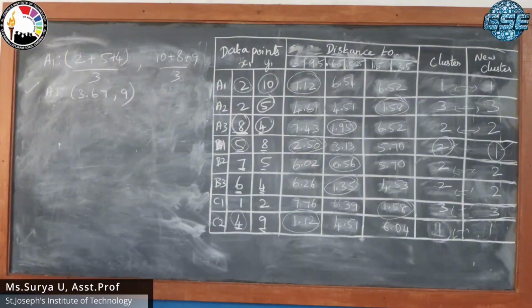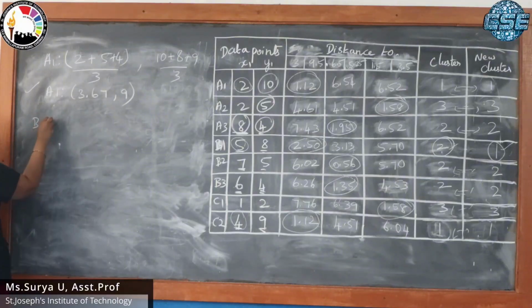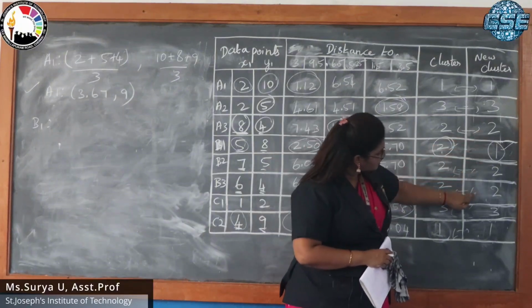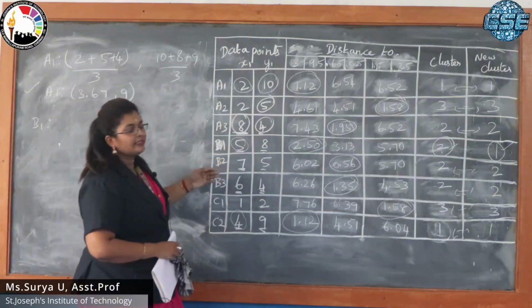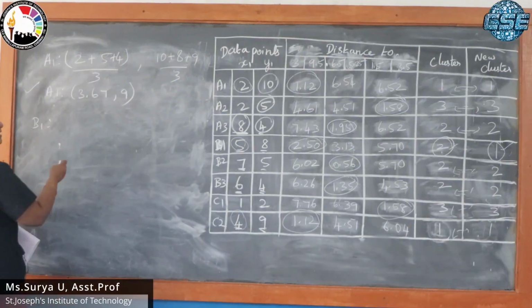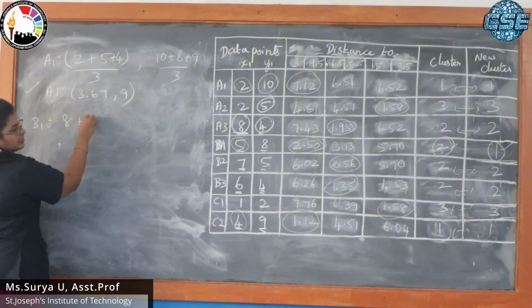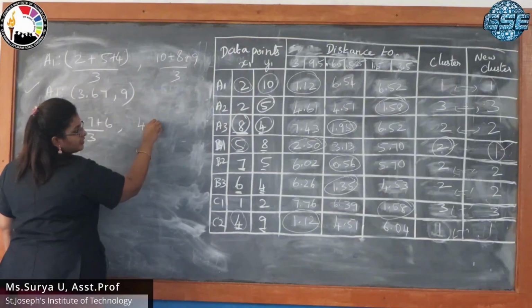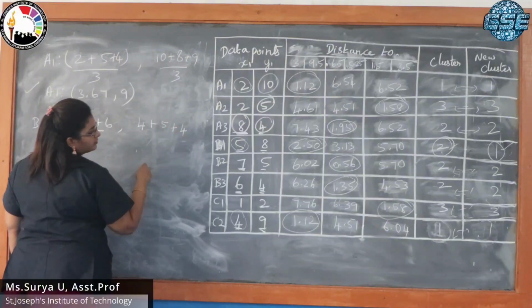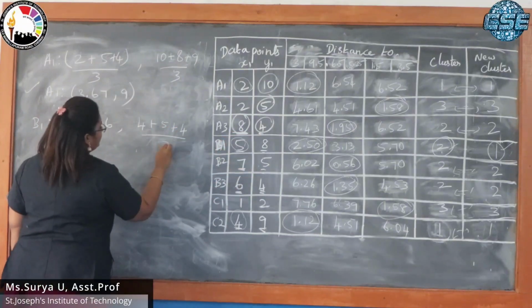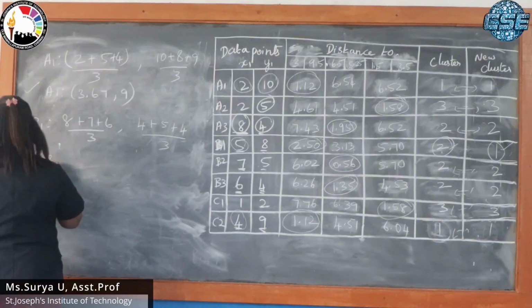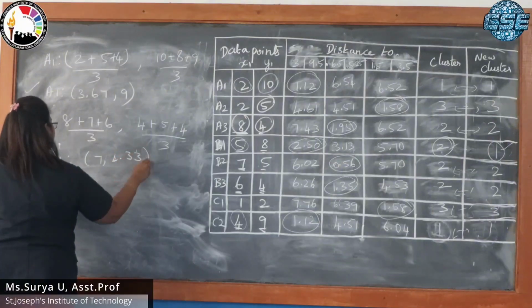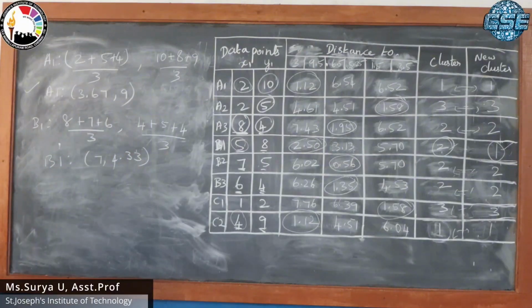Okay, now what we have to do for the second one? So the second one in the sense the B1, the new centroid point for the B1. How many 2's are here? Again we have 3 2's. So for these 3 data points, you have to take the average. So what is the average? So average will be 8 plus 7 plus 6 divided by 3, comma. Again for the y values, 4 plus 5 plus 4 divided by 3. So what you will be getting? The B1 is 7 comma 4.33. Okay, we will be getting this answer.